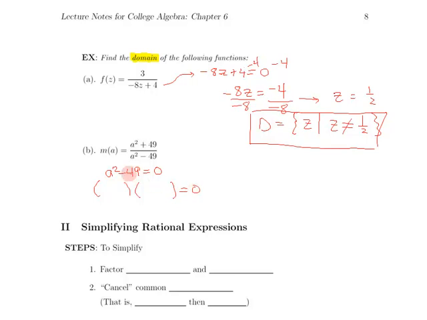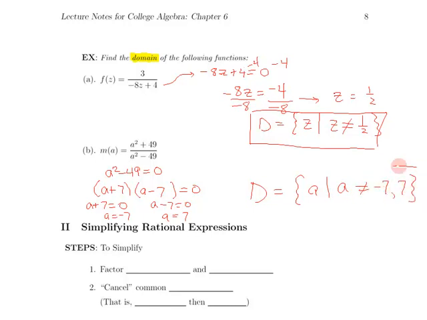We remember that we factor a difference of squares as the square root of each of these added together and subtracted together. So it's a plus 7 times a minus 7. I'm going to set each of those equal to 0. A plus 7 equals 0. That tells me a is negative 7. And a minus 7 equals 0 tells me a is positive 7. So the domain for this would be the set of all a such that a is not equal to negative 7 or positive 7. And that's the domain of that function.